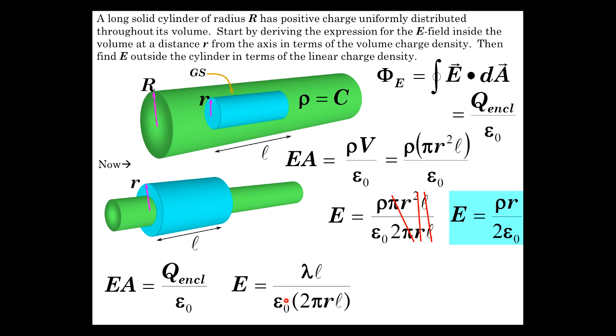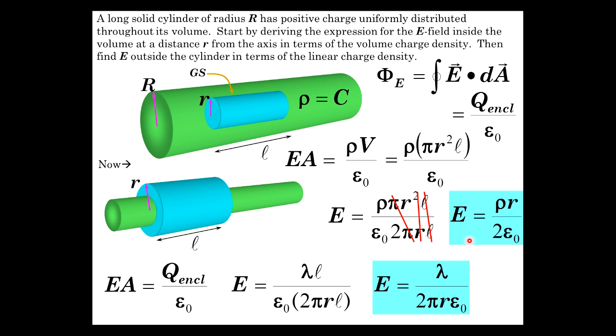Now be careful. Area is 2 pi r, circumference, times the length. That's the area of the Gaussian surface. Now, keep note in all this analysis, we're not worried about the ends for the surface area because there's no electric field going to the ends. So we didn't include that here. So there's the electric field, lambda over 2 pi r epsilon 0.